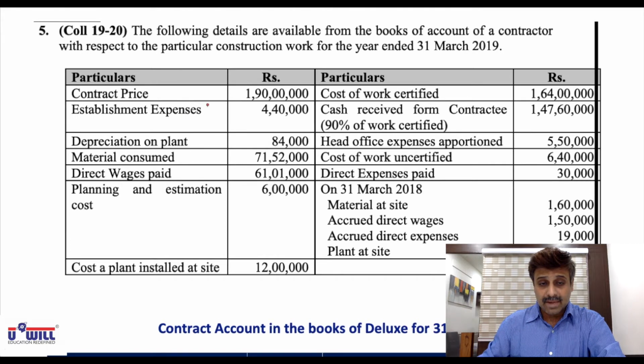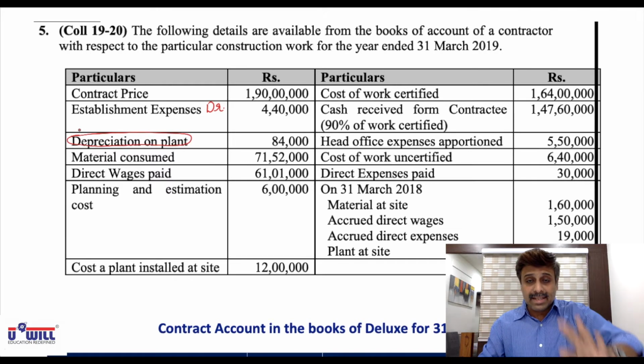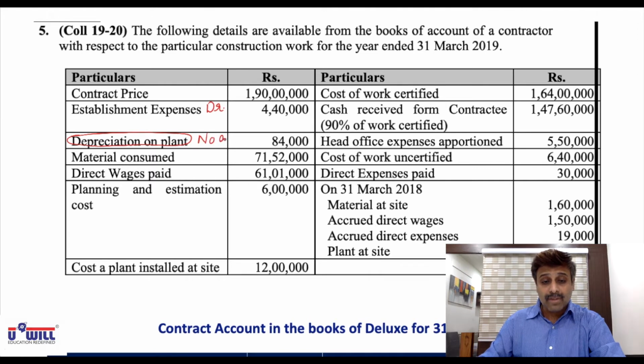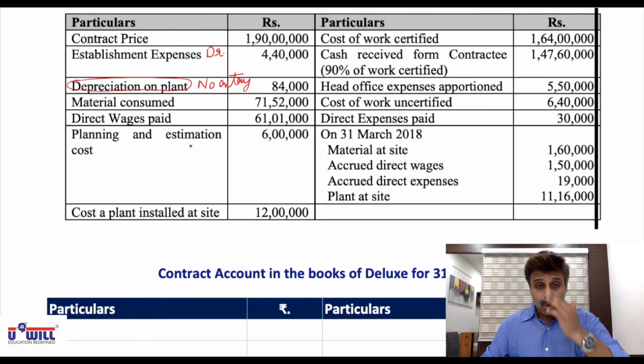Establishment expenses we will write in contract account on debit side. It's an expense. Depreciation on plant. Now we discussed that depreciation on plant is not recorded directly but indirectly. You all must remember that in the last lecture. So this will have no entry, because what we are going to record is the value of plant sent on the debit side and the value of plant at the end of the year on the credit side, and this depreciation will automatically indirectly get recorded. Once we solve the question, you'll understand it.